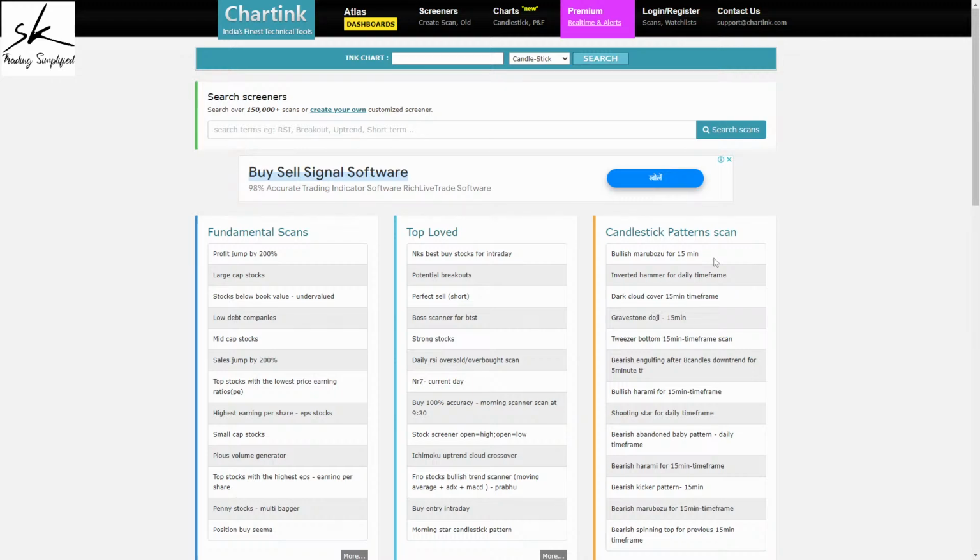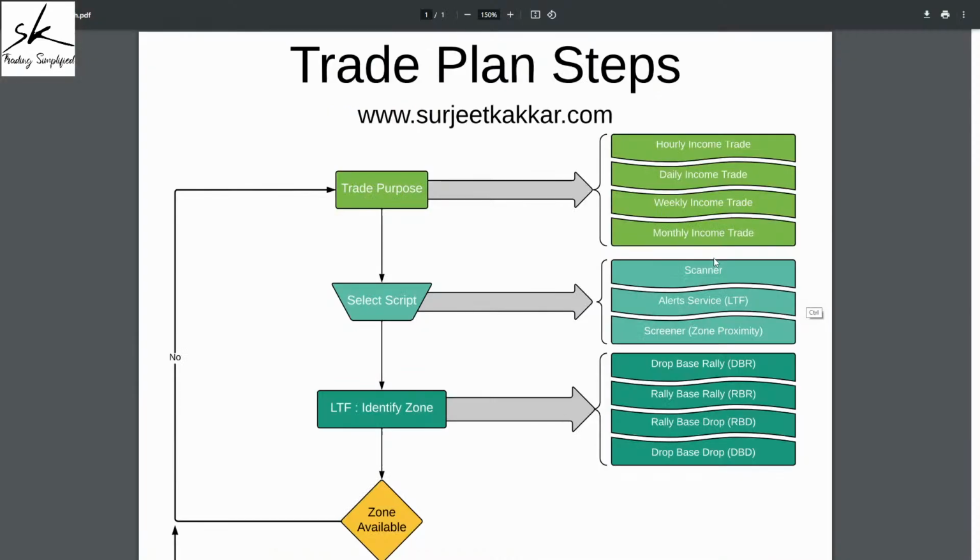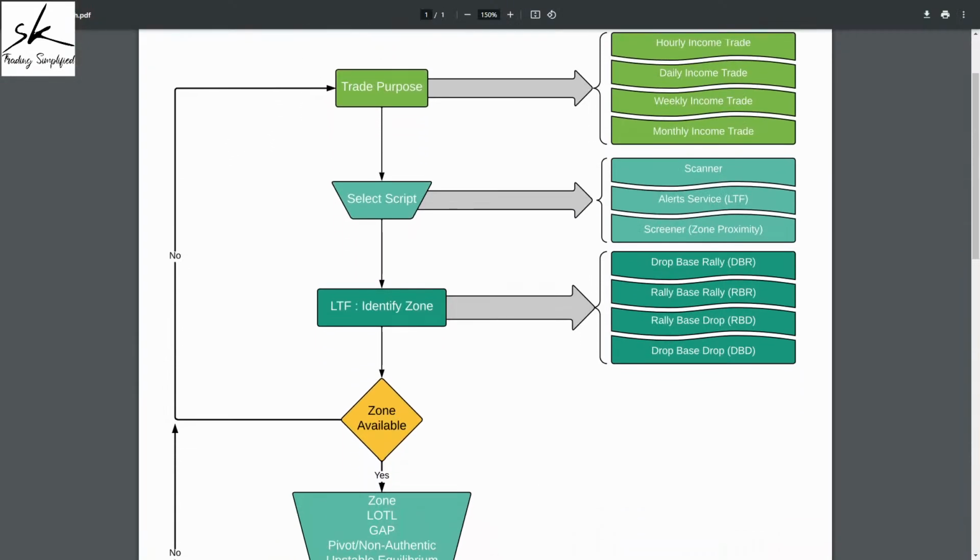Similarly, if you do a Google search, you'll be able to find a number of websites, a number of scanner screeners. Whatever you feel out of that is the best fit for you, you can use that to get your list. So in this example, you saw that we got a list of about 84 symbols.